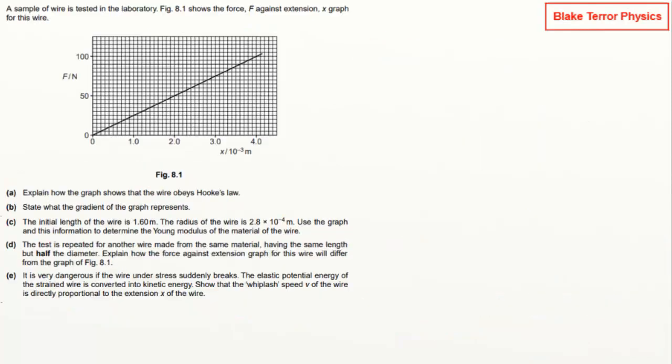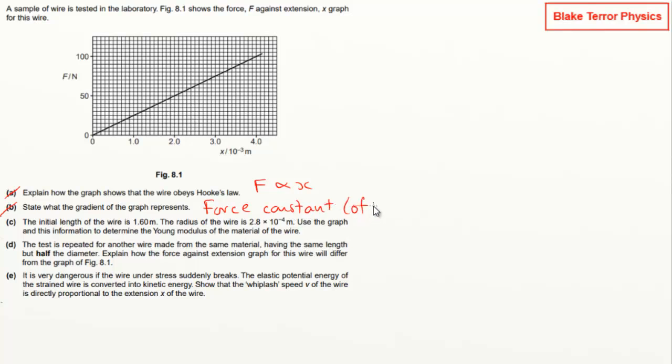Right, next we've got a sample of wire that's been tested in the lab. We've got a graph of force against extension for that wire. Explain how the graph shows that the wire obeys Hooke's law. So that's just that our force is proportional to the extension. Then we need to state what the gradient of the graph represents, which is the force constant of the wire.